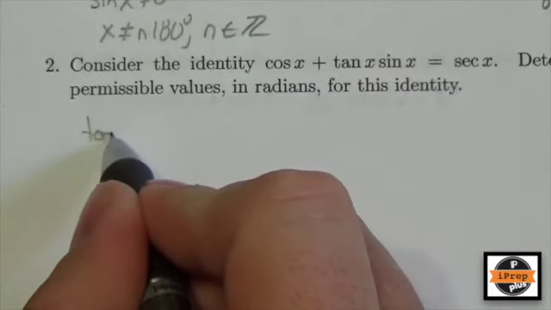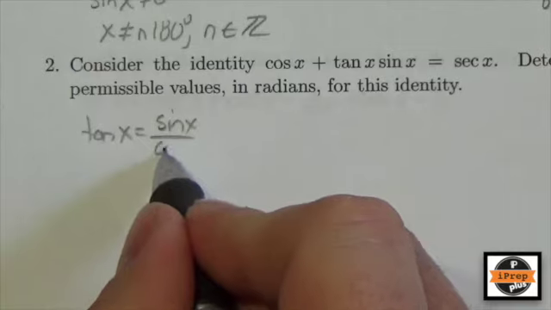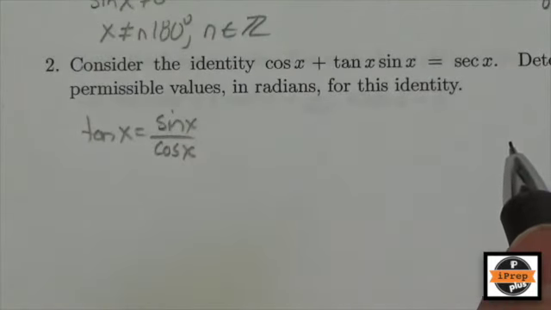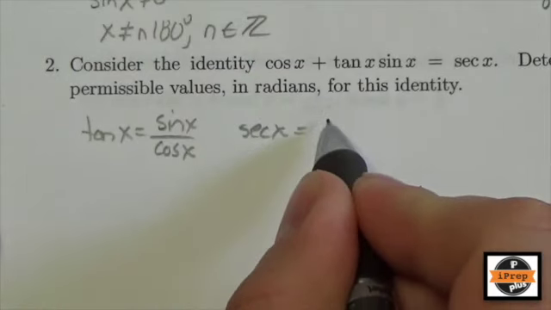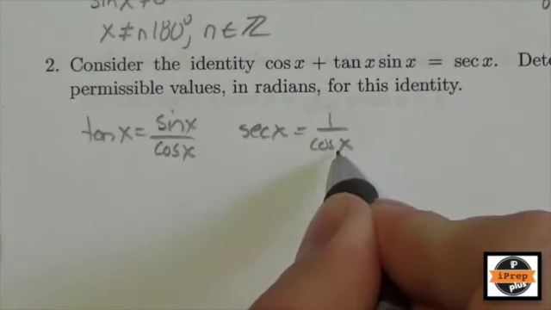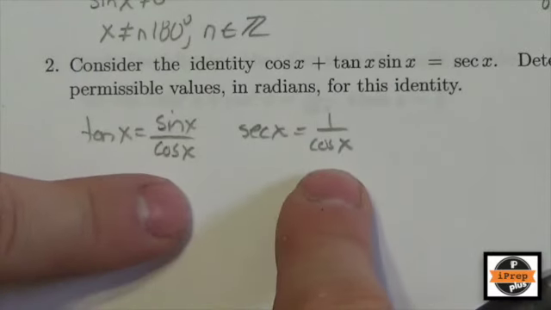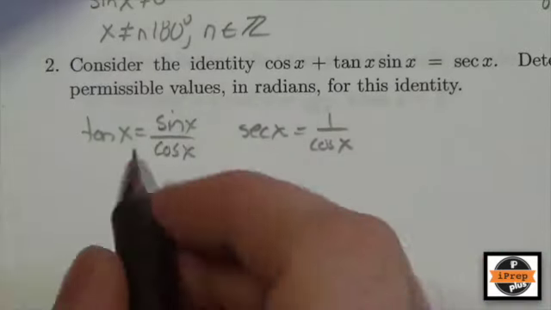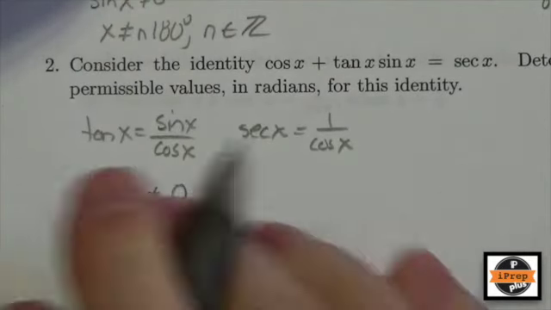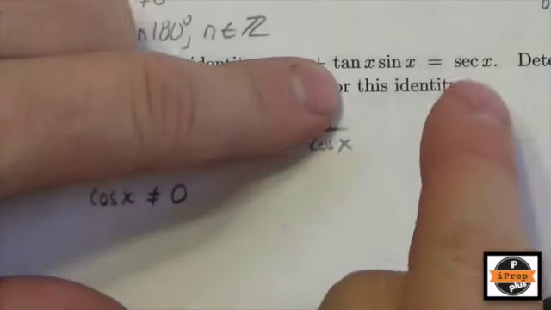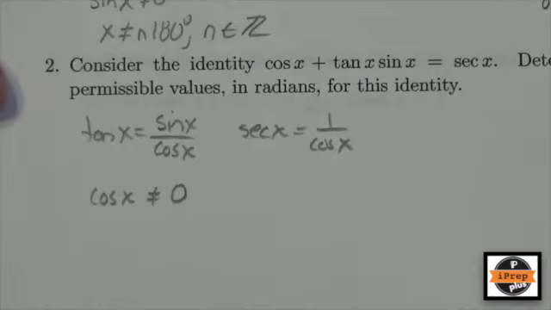Let's just think about it a little bit. What is tangent? Well, tangent is the sine of that angle divided by the cosine of that angle. What is secant? Secant is just going to be 1 over the cosine of that angle. So in this case, because the denominators for both of these are the same, really all I've got to do here is solve this little thing. I cannot let cosine go to 0. If cosine goes to 0, that's going to cause problems for both tangent of x and secant of x. So here's what I've got to solve for. I've got to do this in radians.